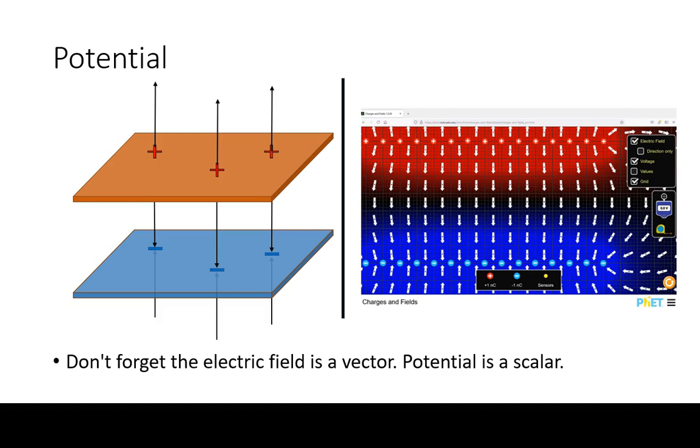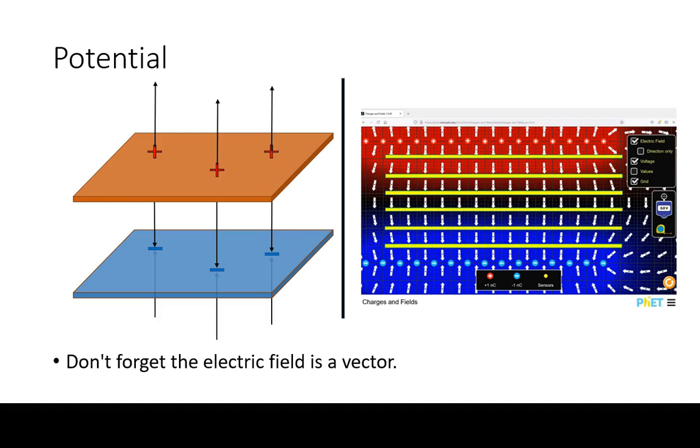Understand, however, that the electric field is a vector, but potential is a scalar. When visualizing potential, you can think of it as a series of contour lines known as equipotential surfaces around which the potential is the same. Equi, the same, potential. This is similar to height contours on geographical maps.